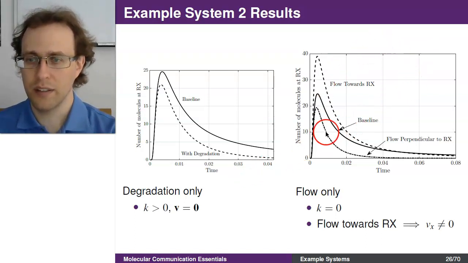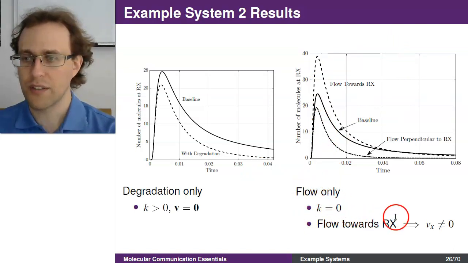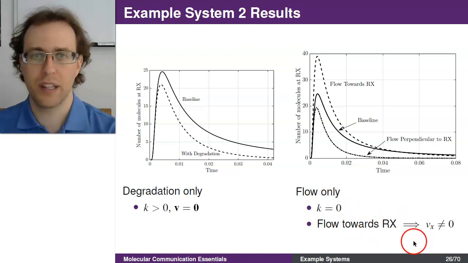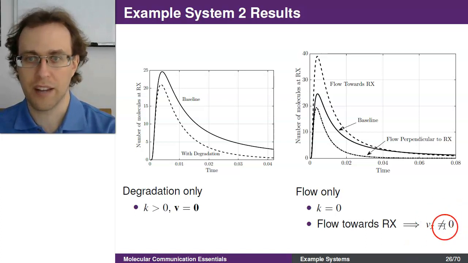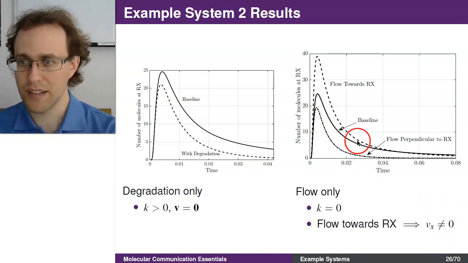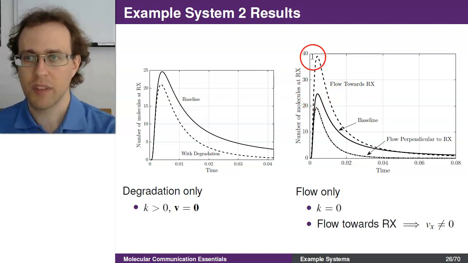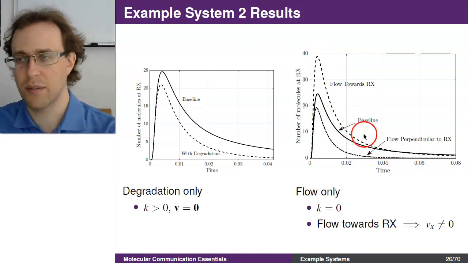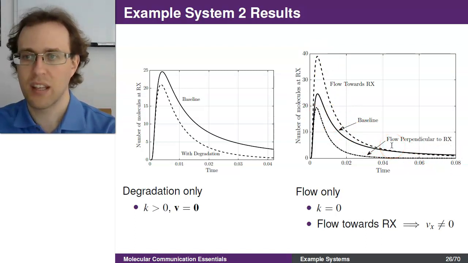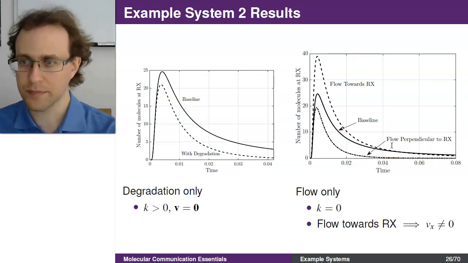In the second curve here, we now have flow only, so we've set the degradation rate equal to 0. We consider flow towards the receiver, so we're assuming that the y and z components of the flow are 0, and we're only tuning the x component. So compared to our baseline, if we have a flow towards the receiver, we'll have a higher peak, but then of course the molecules continue to get pushed away, so eventually this signal will be weaker than the one in the baseline no flow case.